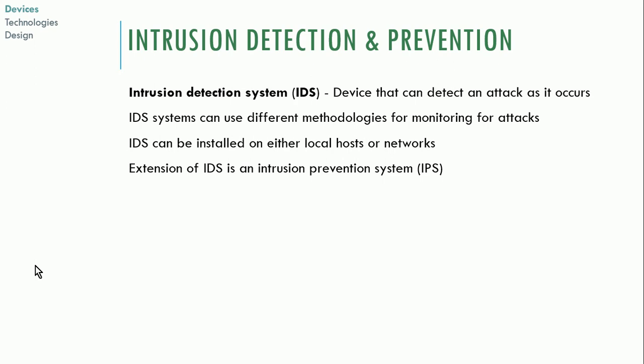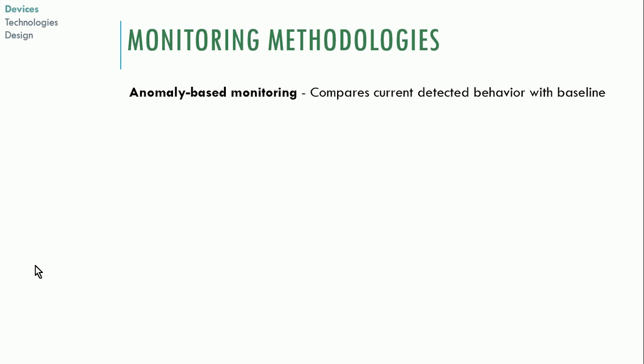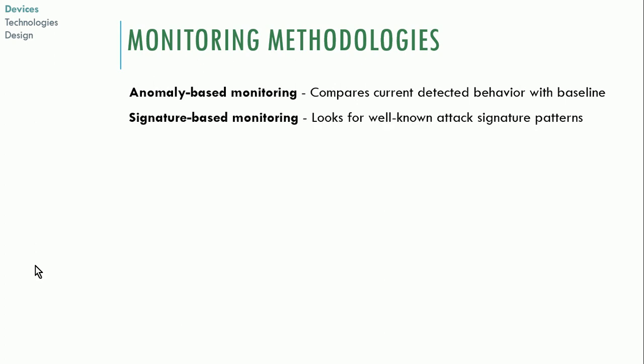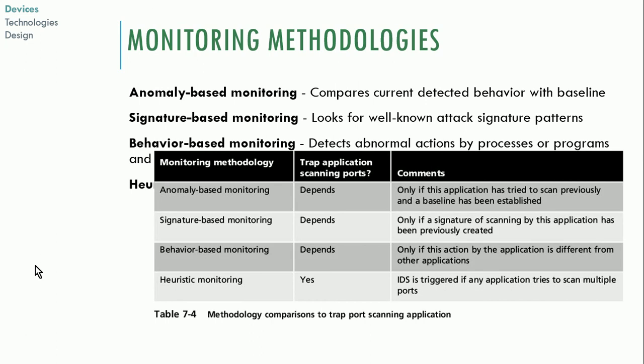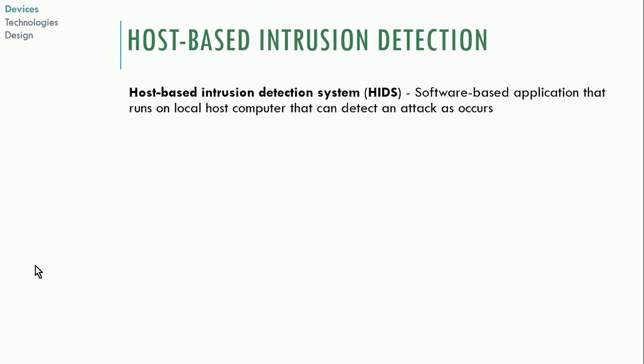So an extension of intrusion detection is intrusion prevention, which not only detects that intrusion, but can also prevent it from causing any additional harm. All right, so monitoring methodologies: anomaly-based monitoring, signature-based monitoring, so again, that's either heuristic versus signature-based, and then behavioral-based. Very much how anti-malware software works. It's the same basic idea as anti-malware as far as these intrusion detection systems and how they work, whether they're host-based or network-based.